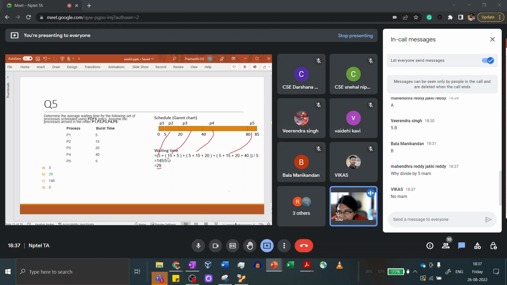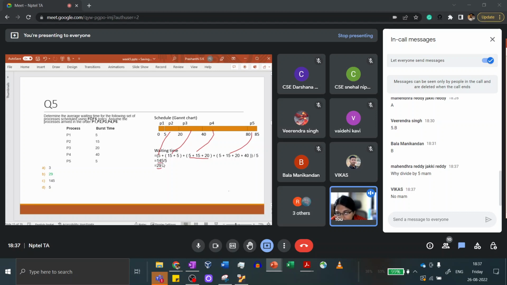Okay, why divide by 5? Because it's the average waiting time and not the sum of the waiting times. So see, one question is, what is the waiting time for P4? Then you would say it is 5 plus 15 plus 20. Another question could be, what is the waiting time for all of them put together, right?